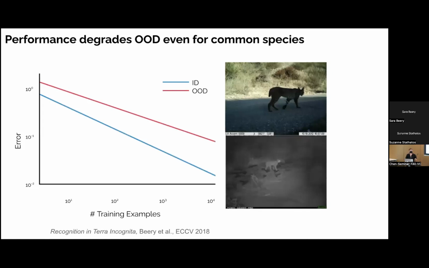And so what you can see is that, yes, it is true. The more training examples you have, the better. You see that error go down consistently, and the error is in log scale, so that's pretty significant. You know, few examples is hard no matter what. But also that domain shift problem doesn't go away if you have 1,000 examples. It will continue to be there. You will continue to see performance drop off out of domain, even if you have very, very common species.